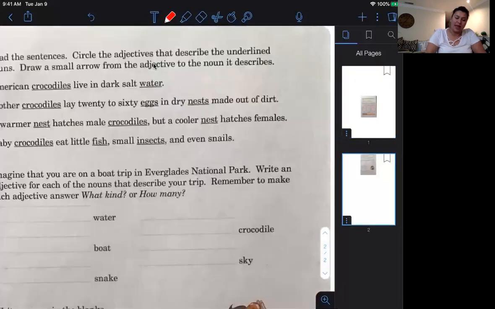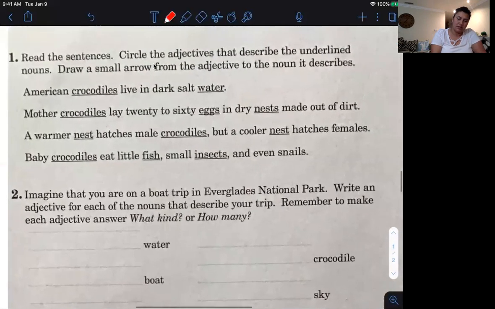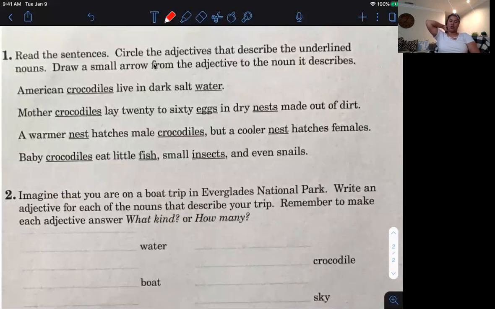All right, while you're doing that, I'm going to flip over to the back. And on the back, it wants us to read the sentences, circle the adjectives that describe the underlined noun, and then draw a small arrow from the adjective to the noun it describes. Remember we did this already? Okay, we're going to do it again.